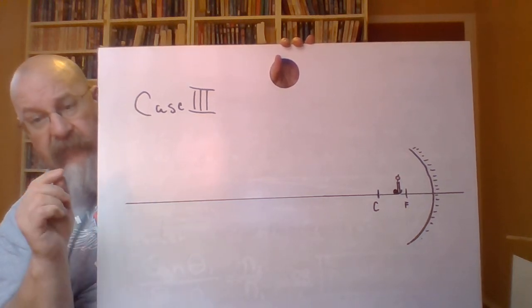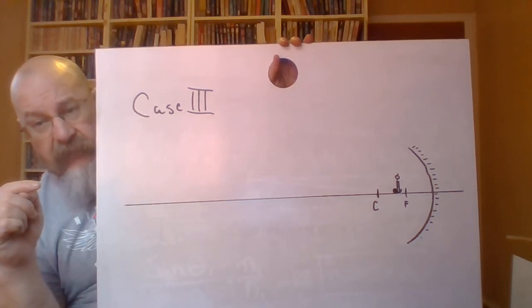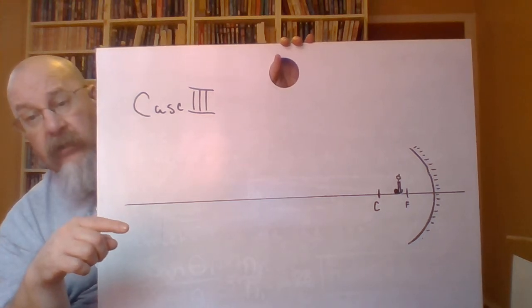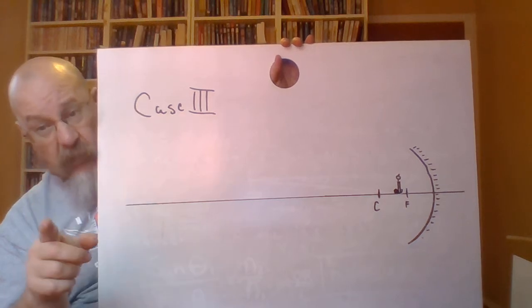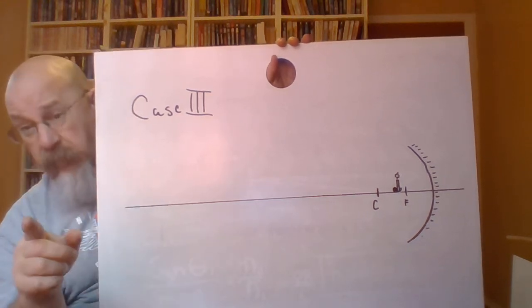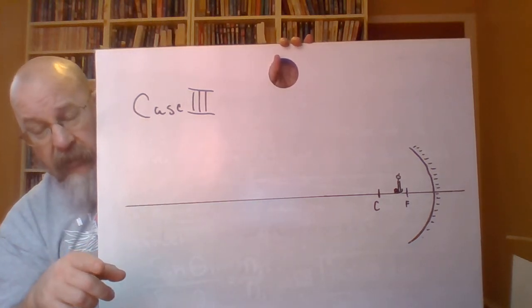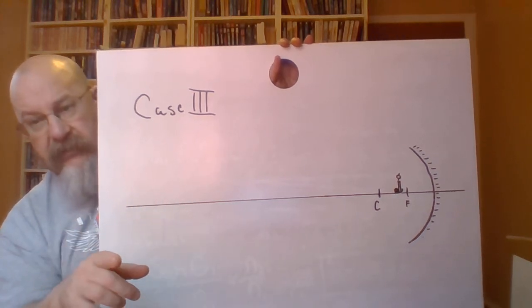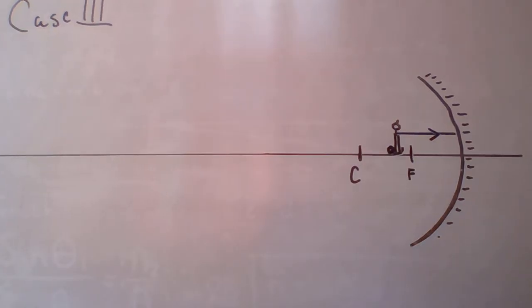I'm going to draw my first ray of light as if it were passing parallel to the principal axis on the way to the mirror, and it will reflect back through the focus point. My second ray of light from the same point on the object is going to pass through the focus point on the way to the mirror and reflect back parallel to the principal axis. So here we go. Okay, there we are. First ray parallel to the principal axis.